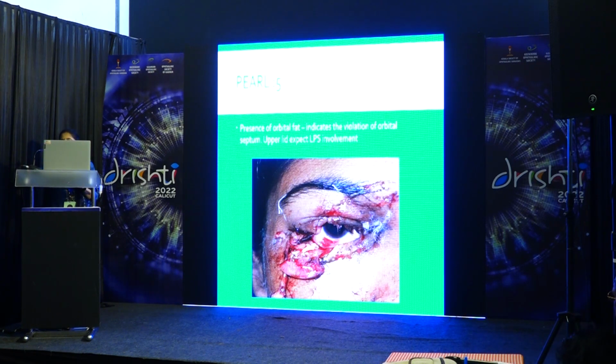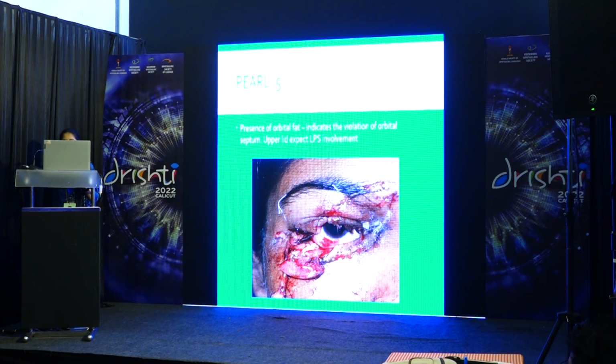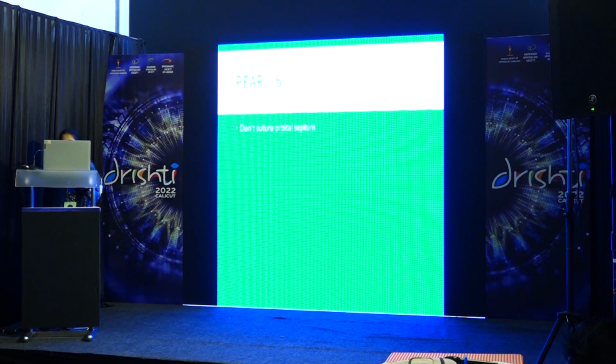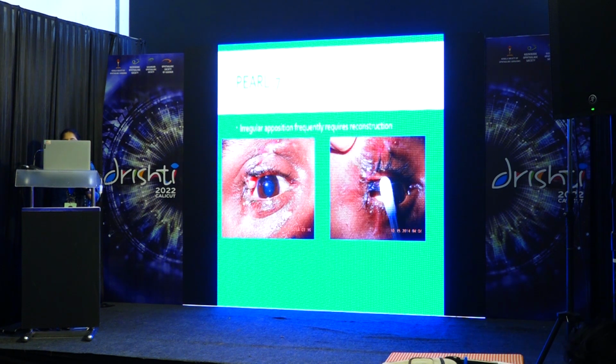Another important factor is that if we carefully examine our wound and find orbital fat, that should alert us to the presence of violation of the orbital septum. If this is the orbital fat in the lower eyelid, it means there is some amount of orbital violation. If the same thing is there in the upper eyelid, that means we should explore the LPS. That is an important finding to keep in mind. Do not suture the orbital septum because that can cause restrictive retraction of the eyelid.